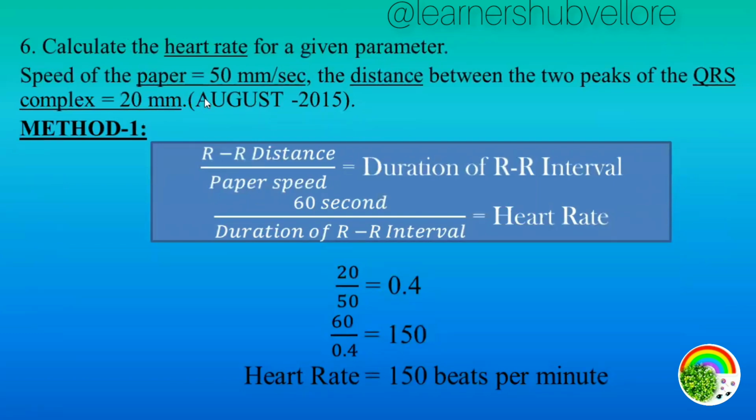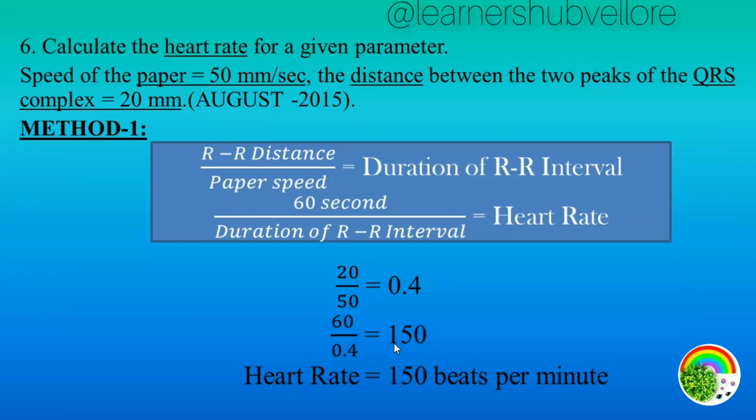Calculate the heart rate. The paper speed is given, and the distance between two peaks of the QRS complex is also given as 20 mm. Now we have to find the heart rate. What is the RR distance? It is 20. So 20 divided by the paper speed, 50, gives 0.4. Now in the formula, 60 divided by 0.4 is 150. This is the easiest method, method 1, which I always follow.